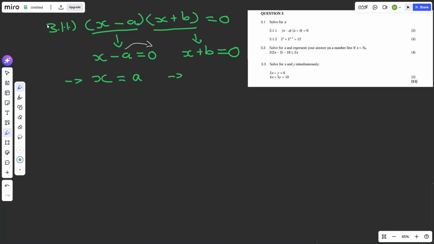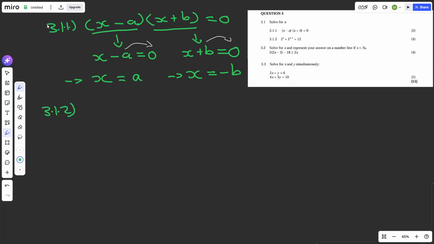And then the next step is to solve for the next bit, right? So here we're going to transpose b to the other side, just as we've done with the previous one. So when we transpose, what do we get? x is equal to negative b. So these terms here, a and b, they are just some constant value. Could be anything, right? We can set it up ourselves if we want. But it's just a representation of some number. So that is the first one, right? Now, let us move to the next question.